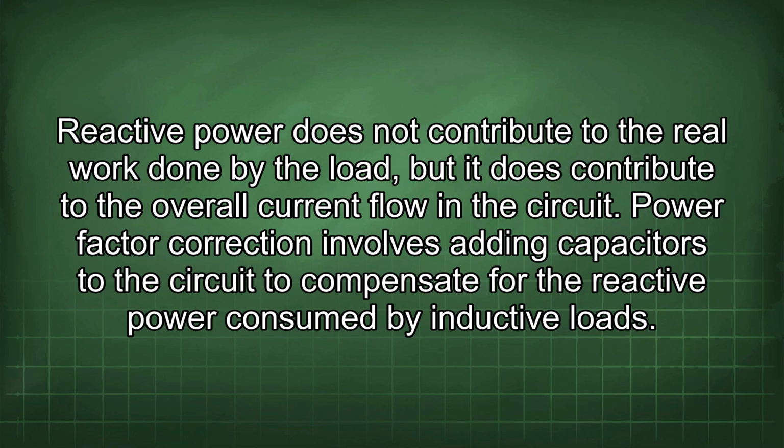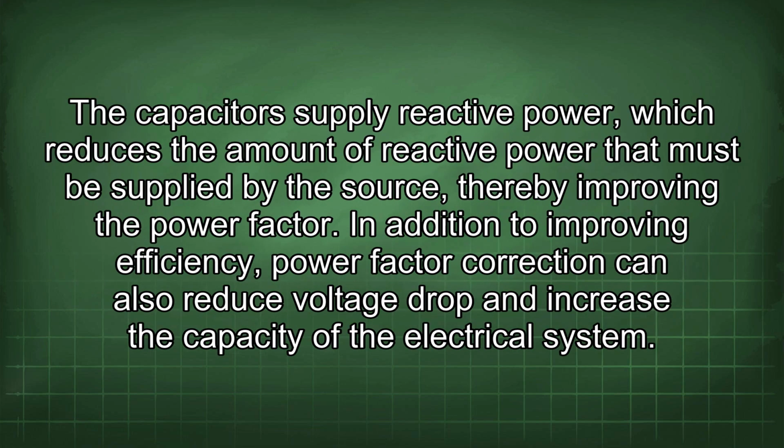Power factor correction involves adding capacitors to the circuit to compensate for the reactive power consumed by inductive loads. The capacitors supply reactive power, which reduces the amount of reactive power that must be supplied by the source, thereby improving the power factor. In addition to improving efficiency, power factor correction can also reduce voltage drop and increase the capacity of the electrical system.